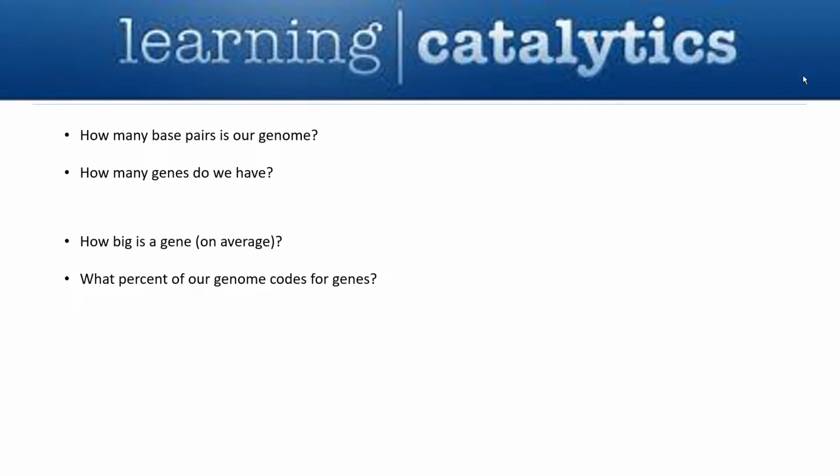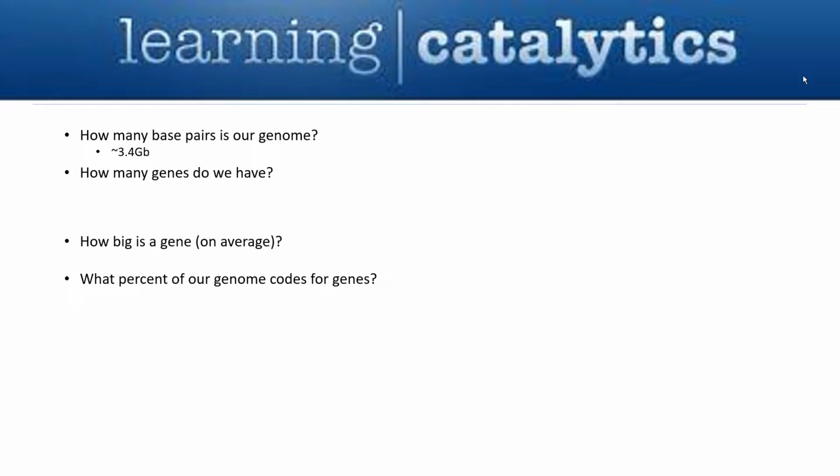So going to the first question, how many base pairs do we have? It's roughly 3.4 billion nucleotides. So within each cell we have about 3.4 gigabases. It's the equivalent of about 6 feet of DNA in each of our nuclei.